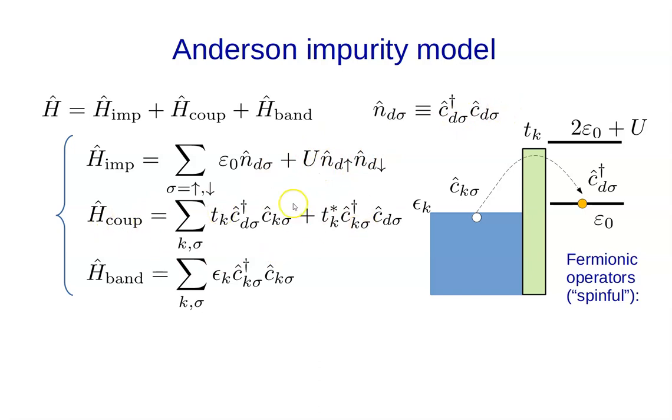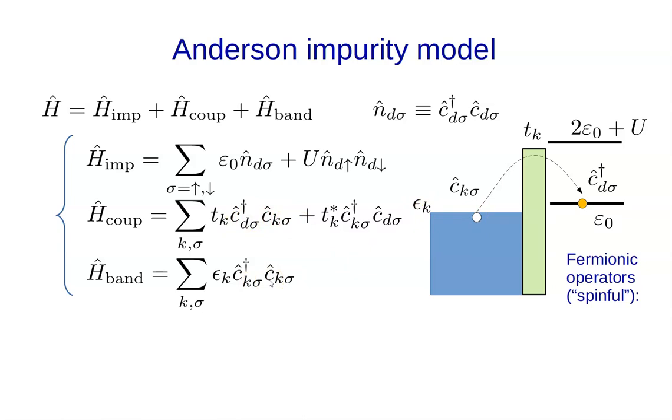The other two terms are very similar to the ones in the resonant level model, have the band. So this is a free Hamiltonian, right? Diagonal and all. So it's just a number of electrons at a given level k with spin sigma. And there's this coupling term as well, right? As I mentioned, it creates one electron in the dot, destroys one in the band, and so forth.